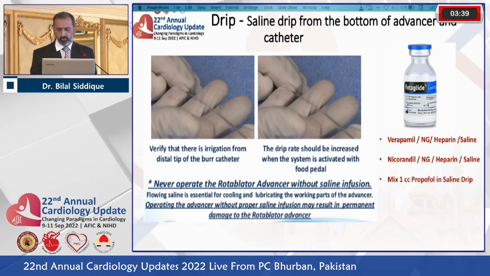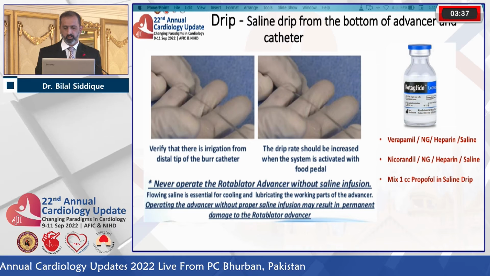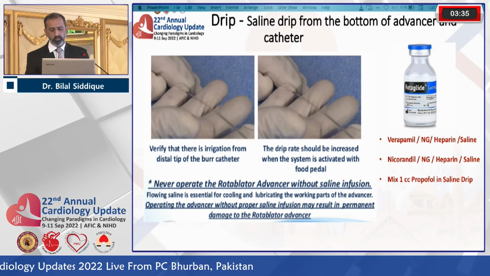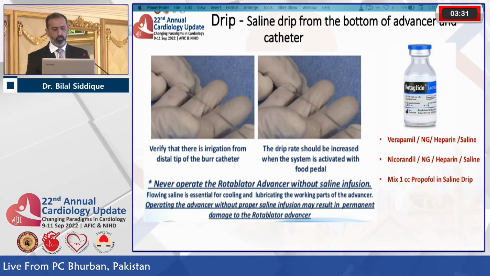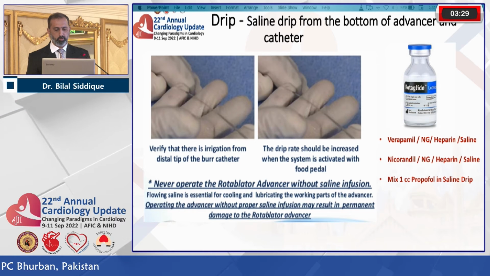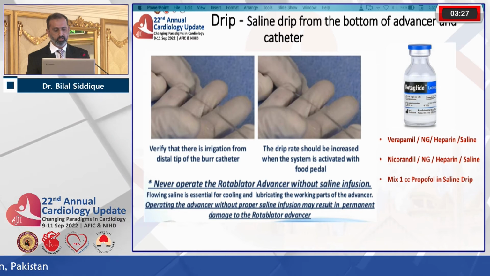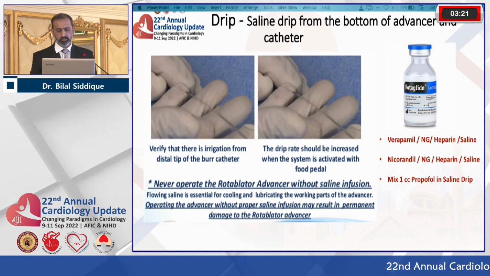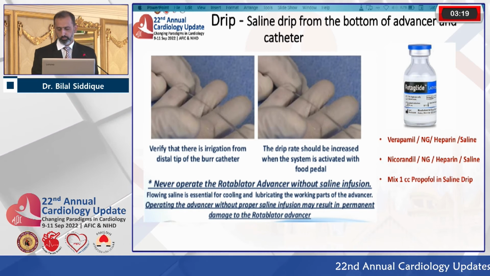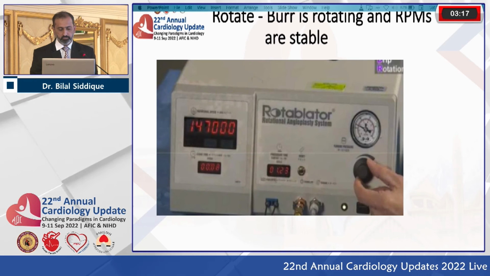Irrigation via saline lubricates the working parts of the advancer. If available, a rota guide solution must be used. However, other options include a cocktail of verapamil, nitroglycerin, heparin, and saline; nicorandil, nitroglycerin, heparin, and saline; and now we are using 1 cc propofol in the saline drip, which actually contains albumin and lubricates it well.